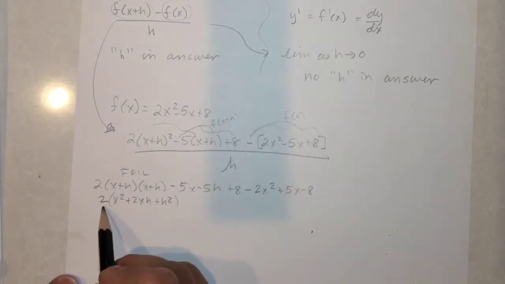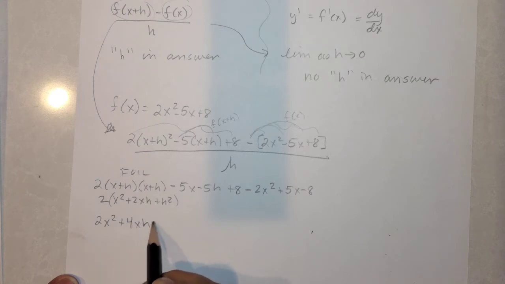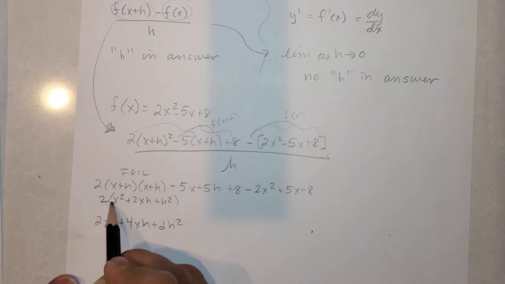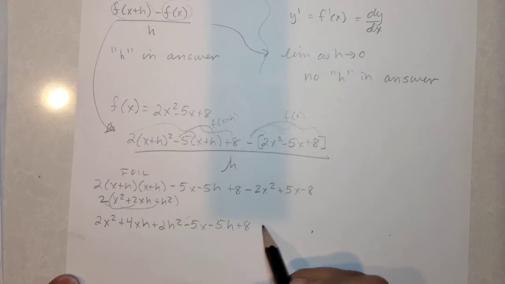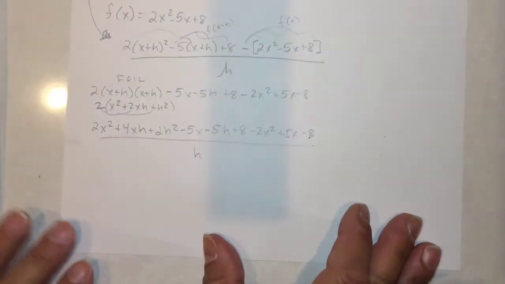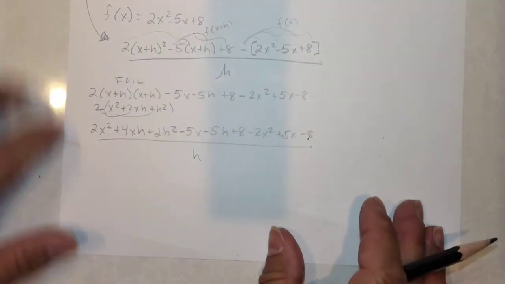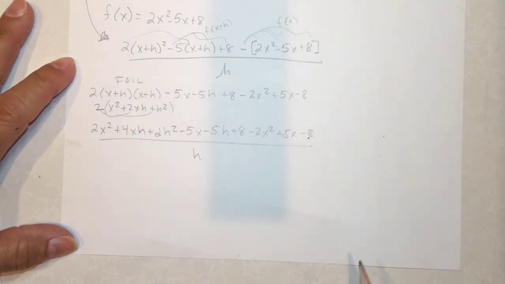So I finally get, when I distribute this, 2x squared plus 4xh plus 2h squared from distributing that, and then the rest of what I had. Minus 5x minus 5h plus 8 minus 2x squared plus 5x minus 8, all over h. So at this point, I'm going to be doing like I did on derivative day one. I'm going to be looking to cancel stuff out, and I'll know that I did it right if everything cancels except for the parts that have an h.